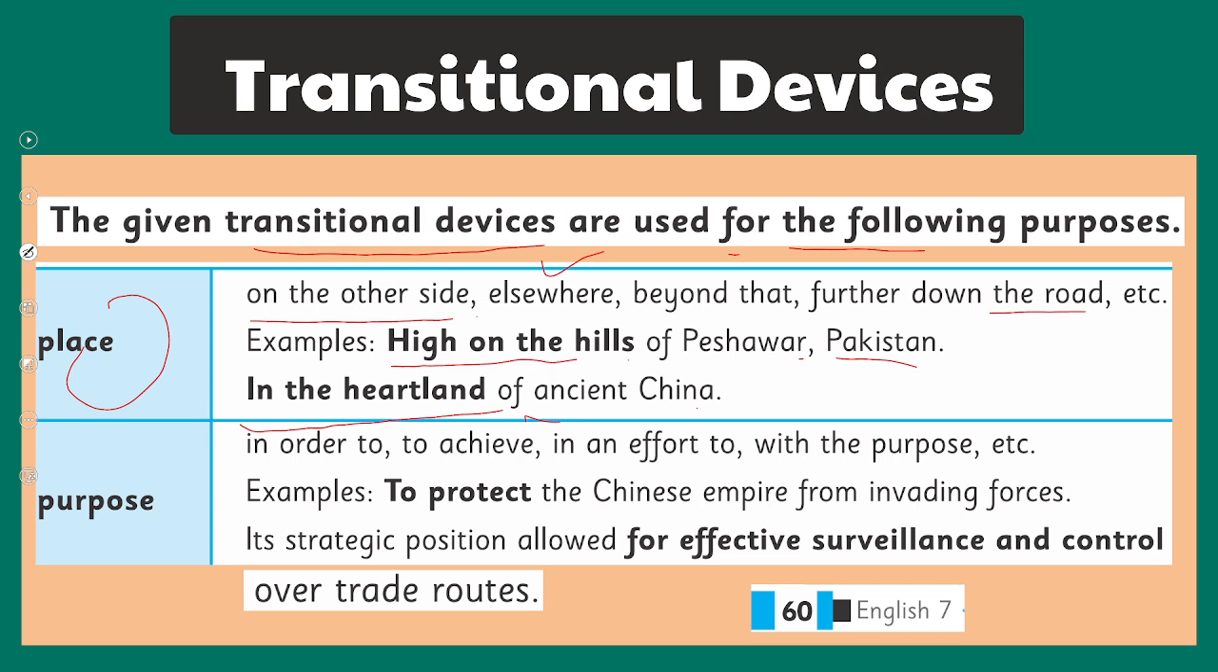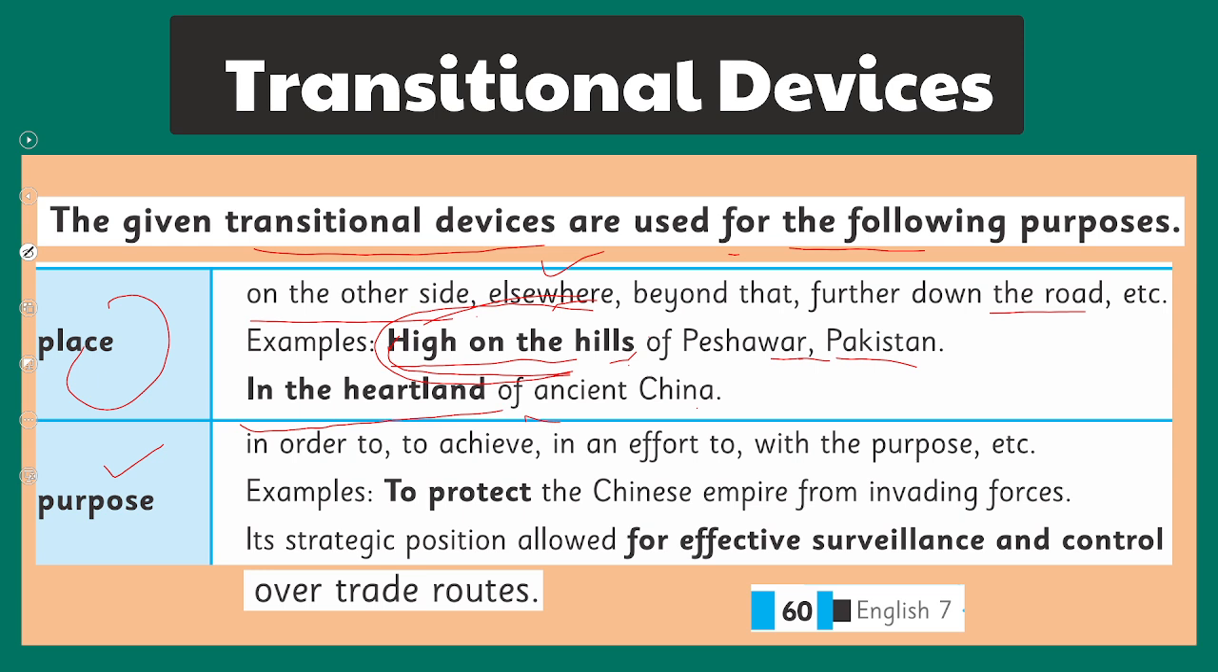Now, what do you mean by high on the hills? So high on the hills is showing us the place somewhere at the top of the hill or at the height of the hills of Peshawar, Pakistan. Now this part over here is actually a phrase, and that is used for showing a place.